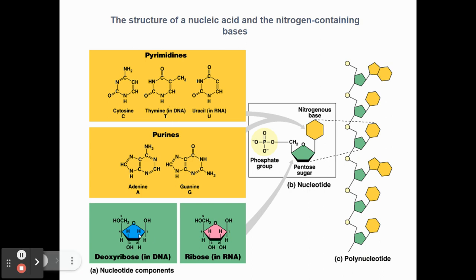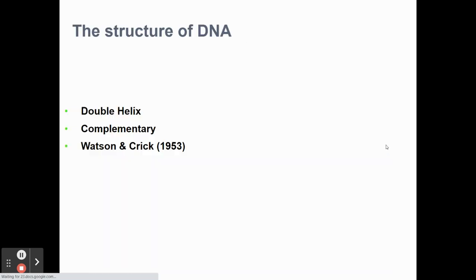And again, there's our deoxyribose sugar on the bottom compared to our ribose sugar. And so we have to have one phosphate, one sugar, and one nitrogenous base to make up a nucleotide. And this is a picture of a polynucleotide over on this side here.